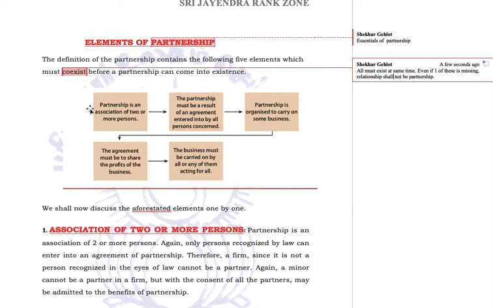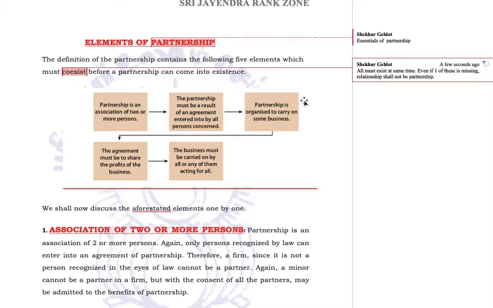Partnership is an association of two or more persons. This is the first point. The partnership must be a result of an agreement entered into by all persons concerned. There must be an agreement, and when we are talking about agreement, all essentials of the agreement must be fulfilled. Partnership is organized to carry on some business.